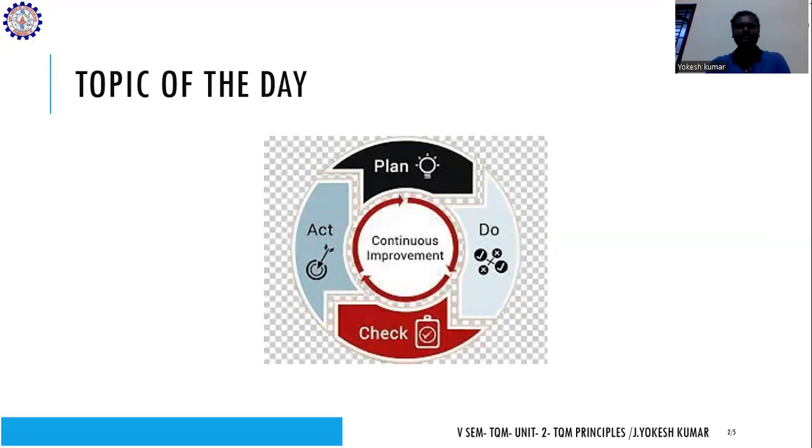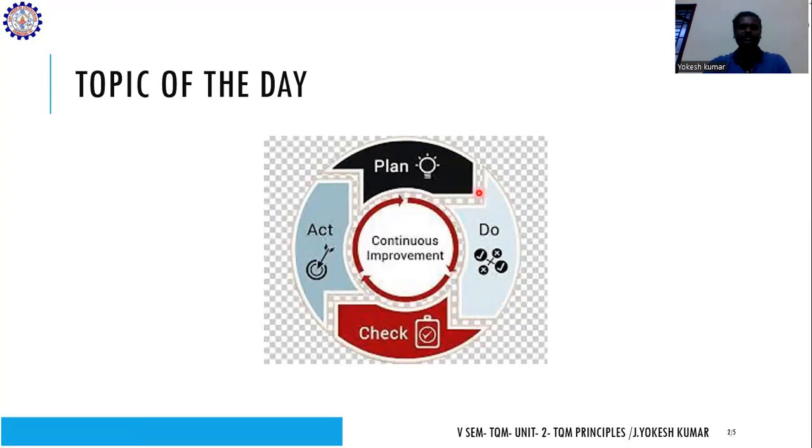But there were some alterations identified in those days. Then that circle was again revised into the PDCA circle. The PDCA circle stands for Plan, Do, Check and Act. This circle consists of 4 distinct stages. The first stage is plan.